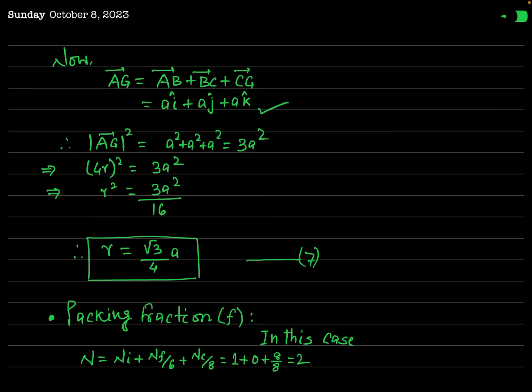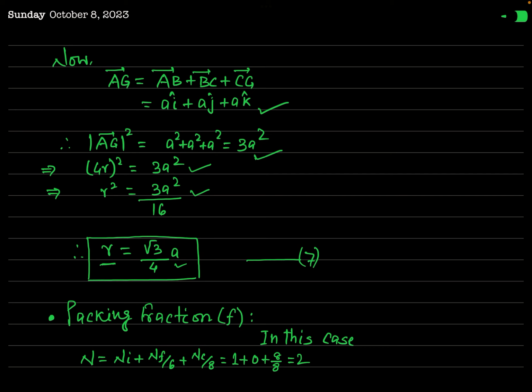I have written it here for your convenience, that AG is equal to AI plus AJ plus AK, and mod of AG square is equal to 3A square, but mod of AG is 4R, so 4R whole square is equal to 3A square, and R square will be 3A square over 16, and therefore the atomic radius R of the BCC lattice will be root 3 by 4 times A. This is the atomic radius of the BCC lattice.